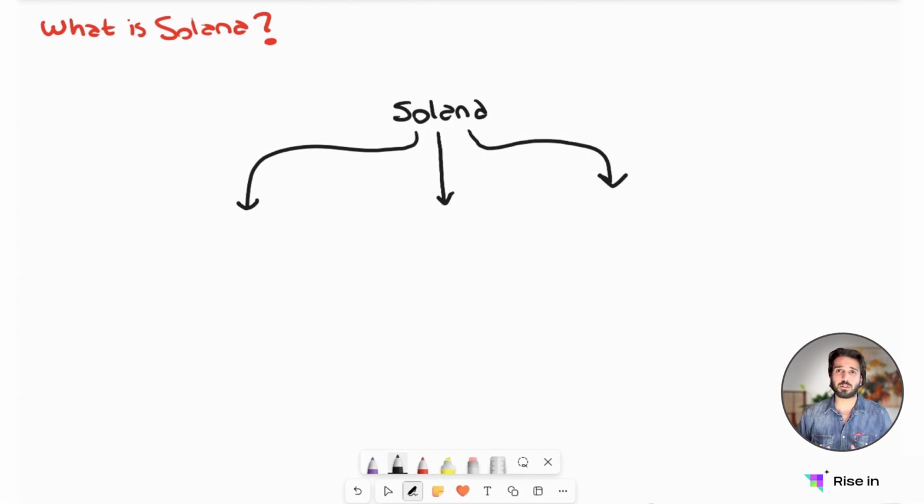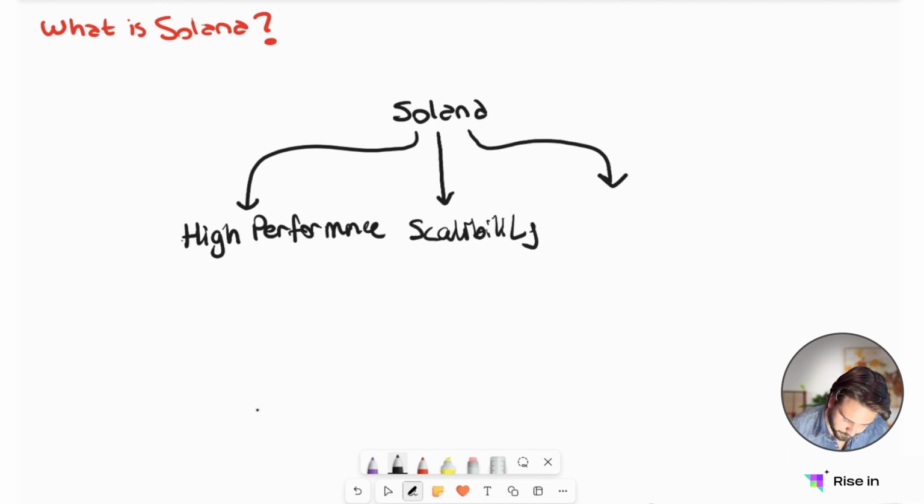As you know, Solana is one of the biggest blockchains in the history of the world. In this lesson, we are going to understand why. So, to start with, we can identify Solana with three functions. First, it's high performance. Next, it's scalability. And finally, it's low transaction cost.